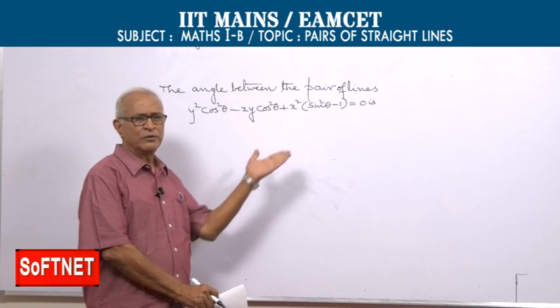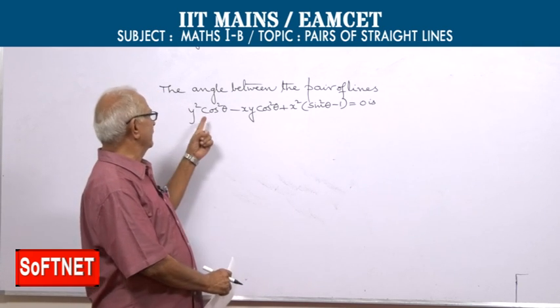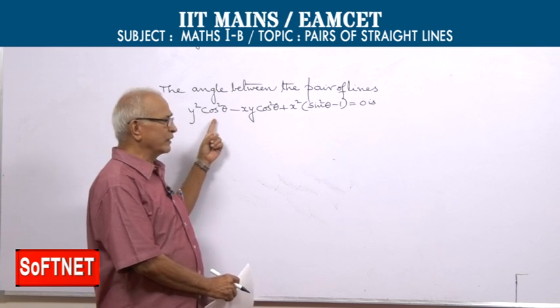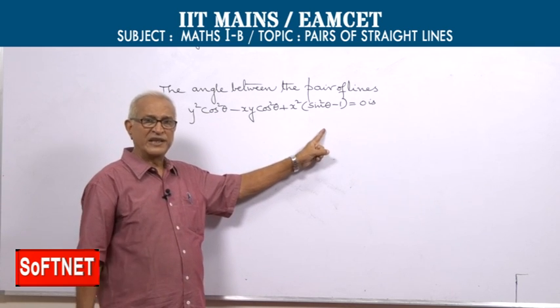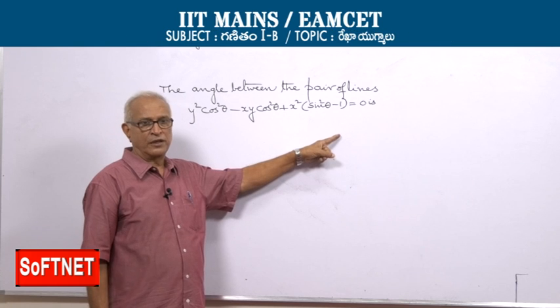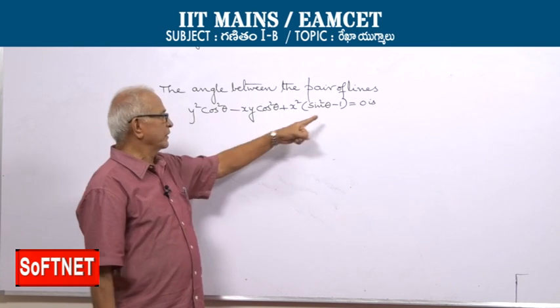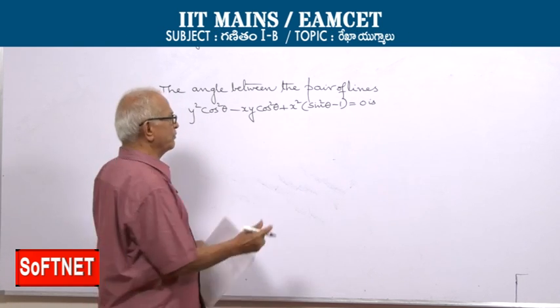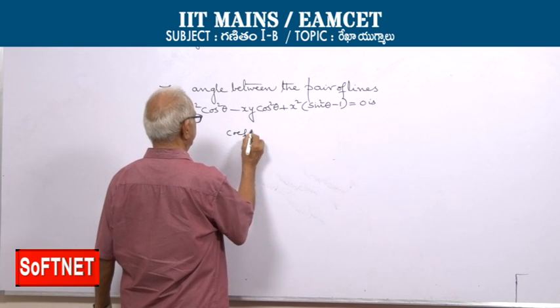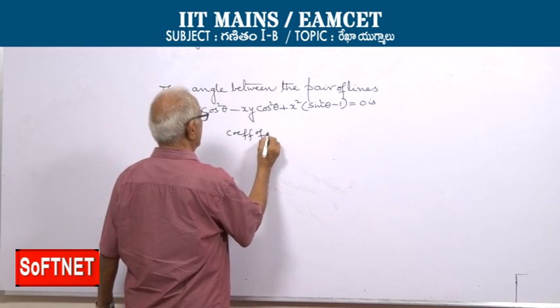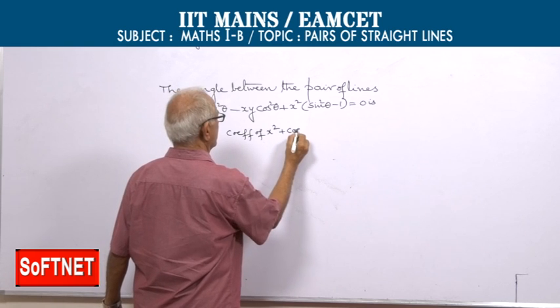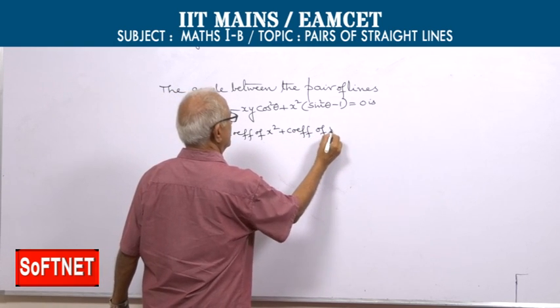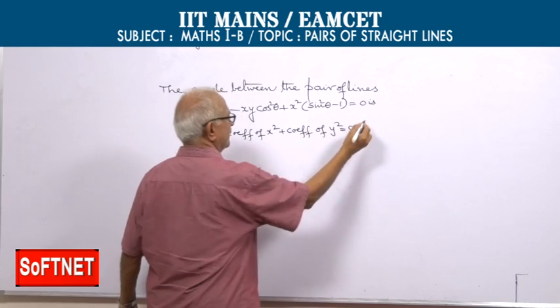By inspection, I think you can get the answer here, because here you find the coefficient of y square is cos square theta, and the coefficient of x square is sin square theta minus 1, which is minus cos square theta, and the sum of the coefficients of these two is 0. Coefficient of x square plus coefficient of y square equal to 0. So therefore, the angle between them is a right angle.